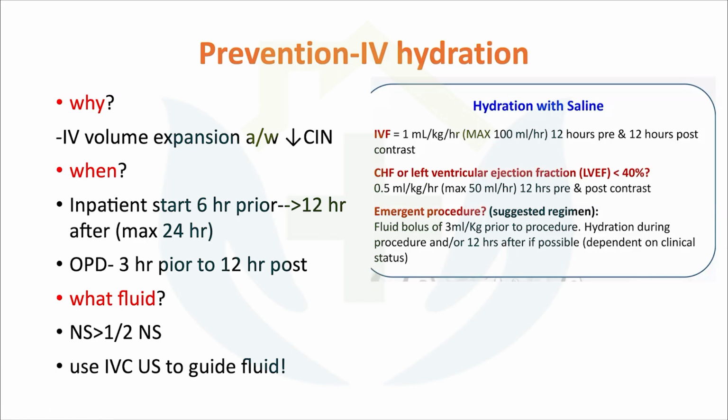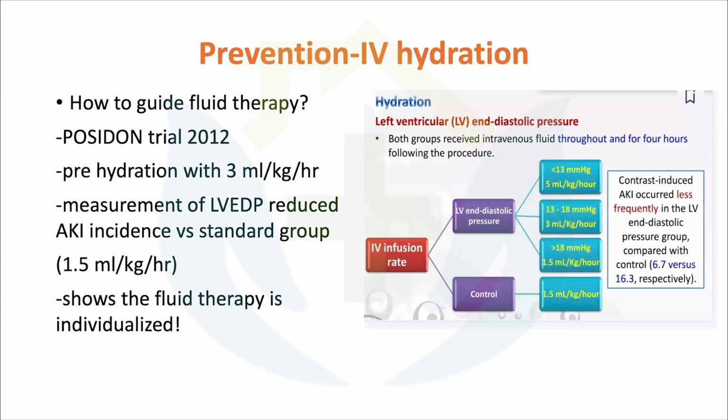You start with around 1 mL per kg per hour. So a 70 kg patient receives around 70 mL per hour of fluid. That should be started 12 hours prior and continued 12 hours afterwards. If the patient is in heart failure, you have to reduce the volume to around 0.5 mL per kg per hour. And if it is an emergency procedure, you give a bolus at 3 mL per kg, so that's around 200 to 300 mL of fluid, and you continue the rest of the hydration after the procedure is over.